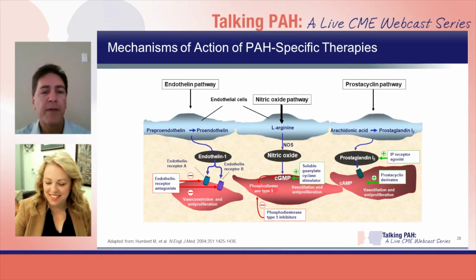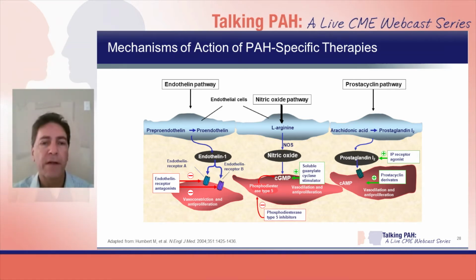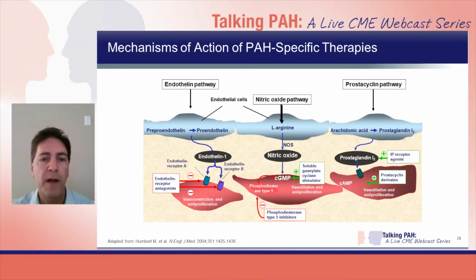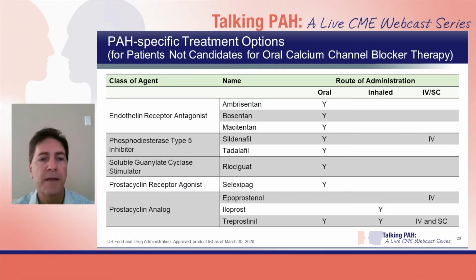Okay, let's talk about therapies then. We know that there are 3 different pathways that we target. The endothelin pathway, we try to block endothelin. The NO pathway, we try to enhance NO. As well, we try to enhance the prostacyclin pathway. And we have oral, IV, sub-Q, and inhaled drugs to do this for these different targets. If you look at the treatment options based on the type or the class of agent, you can see all these and how they're given: oral, inhaled, IV, sub-Q.